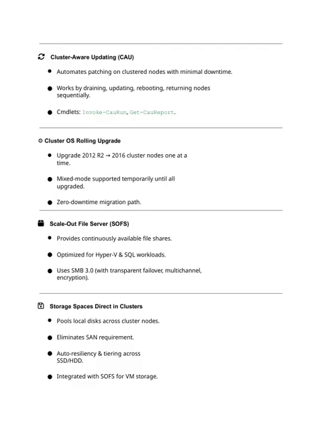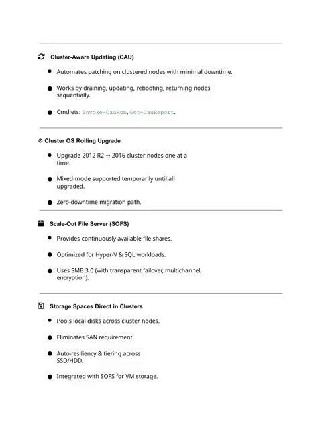Next, let's discuss Scale-Out File Server, or SOFS. This setup provides continuously available file shares, making it ideal for workloads like Hyper-V and SQL Server. It's optimized for high availability and performance, especially under demanding workloads. The magic lies in using SMB3, which offers features like transparent failover, multi-channel support, and encryption, ensuring data is both highly available and secure.